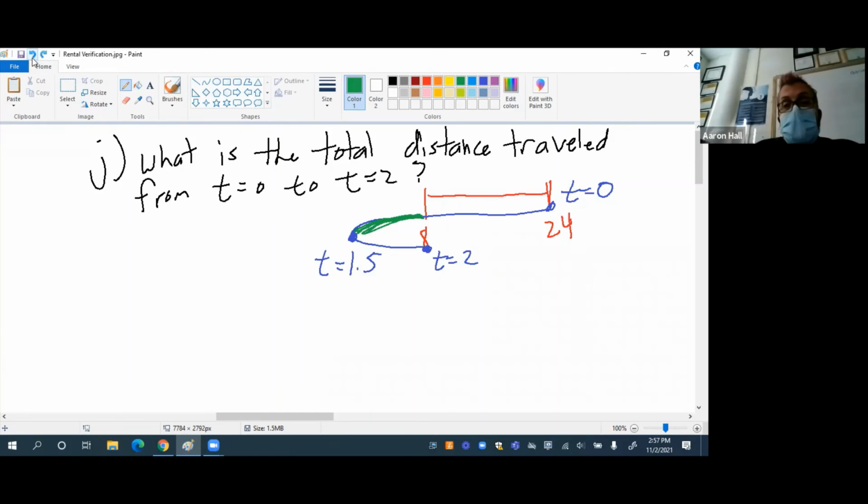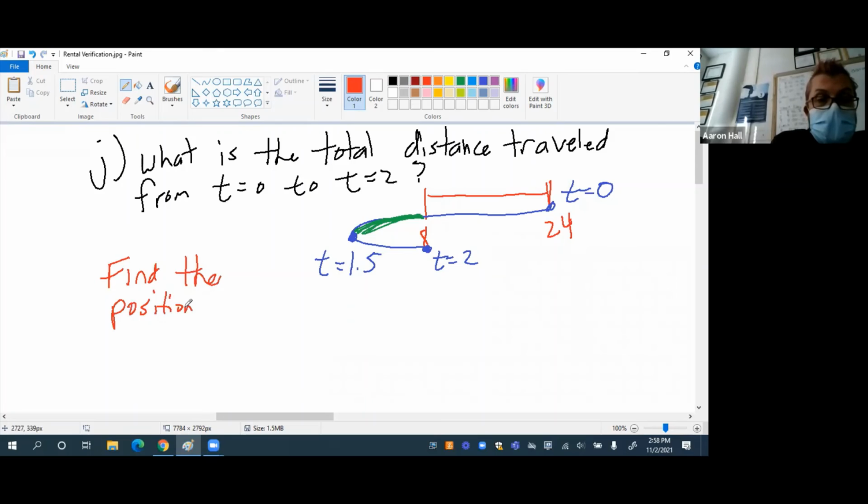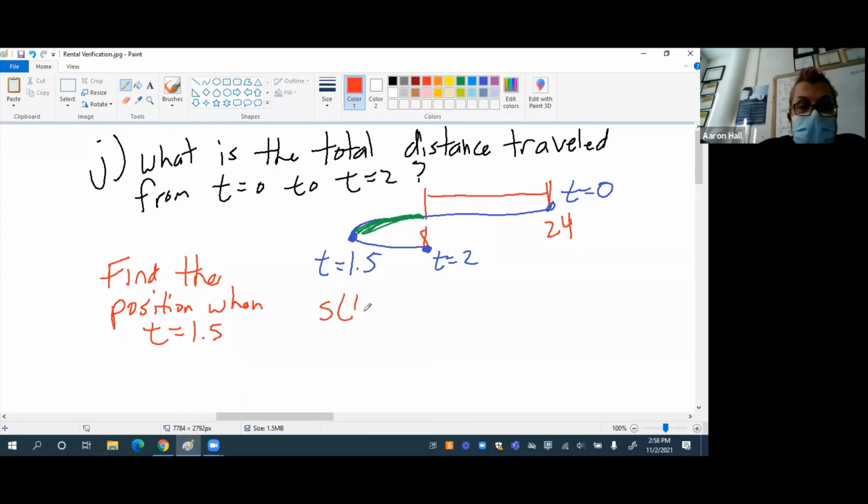Yeah, find the position when t equals 1.5. Yep. Find the position when t equals 1.5. That means we have to use the position equation. We have to use s of t equals 16t cubed minus 36t squared plus 24. Anybody have a calculator?